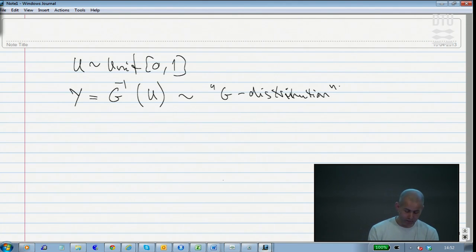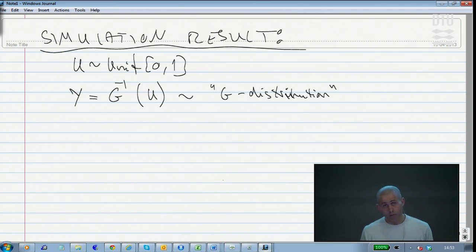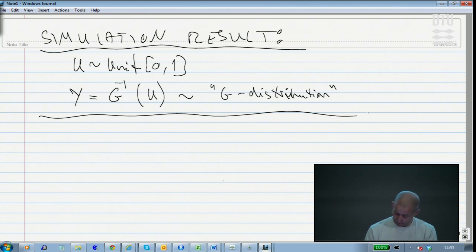So that is kind of the basic simulation result. How can we prove that? Well, we can use the standard transformation formula that I have given to you in previous extra math videos.